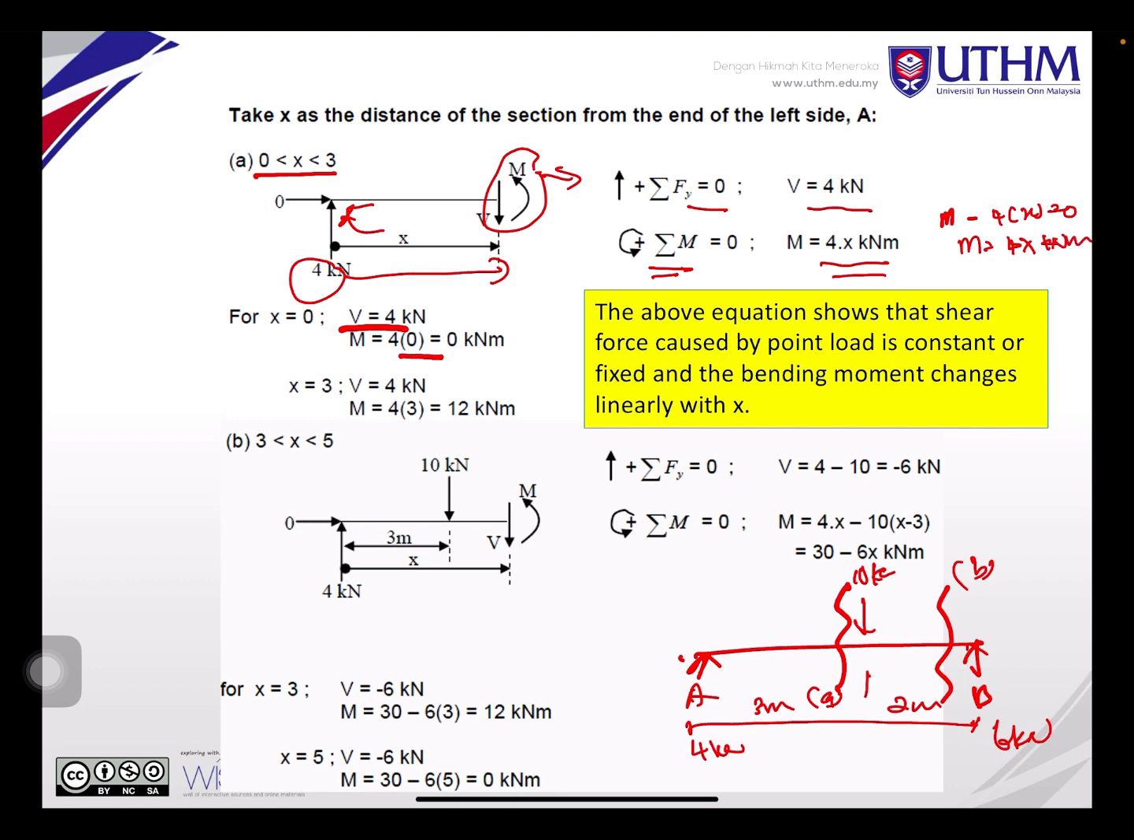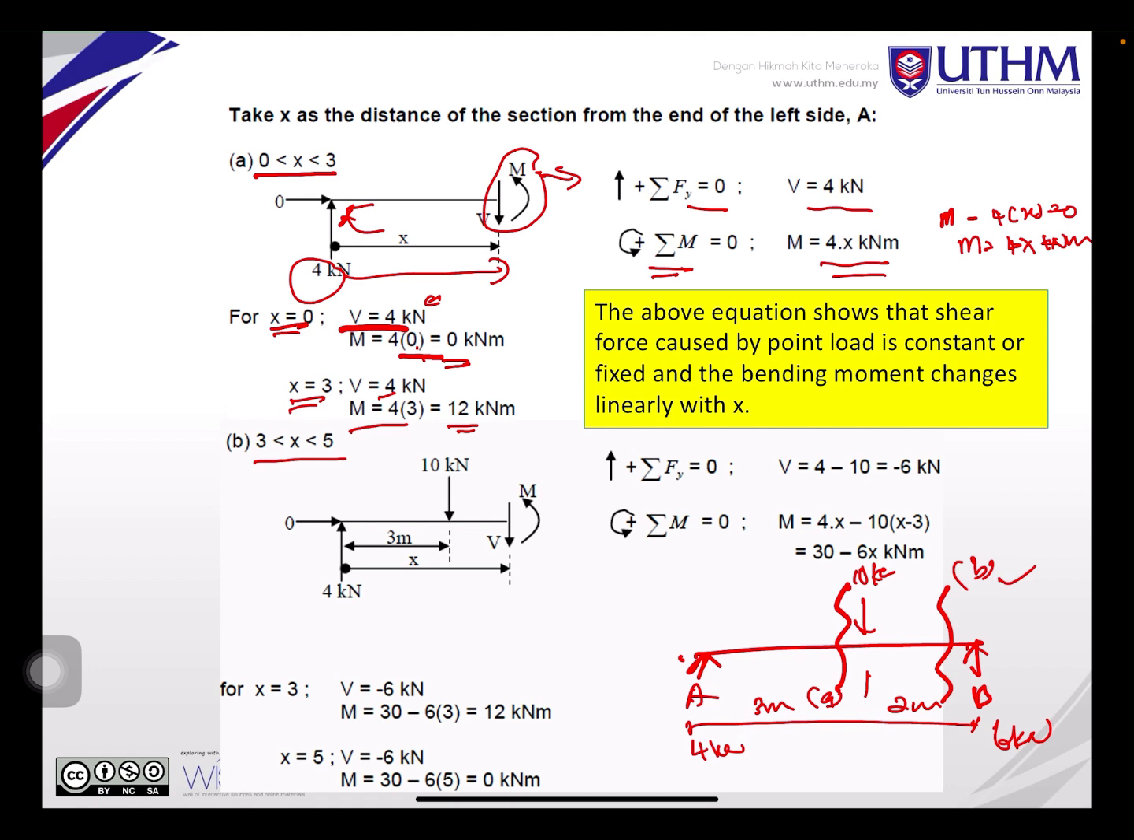So when you want to plot the graph, you put x equal to 0 and x equal to 3. Then you insert the value V is equal to 4 kilonewton. When x equal to 0, M equal to 0. When x at 3, V equal to 4 because it's constant, M equal to 4 times 3, so equal to 12 kilonewton meter. So at x in between 3 to 5, you plot this one.